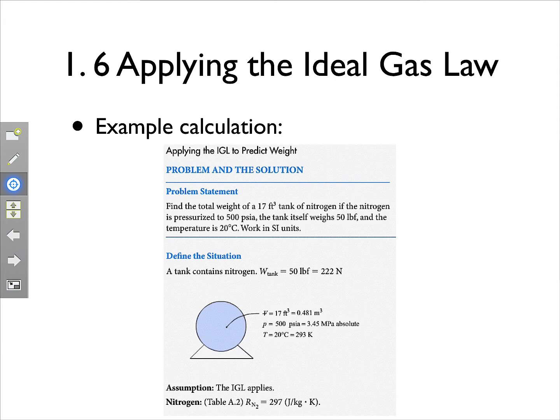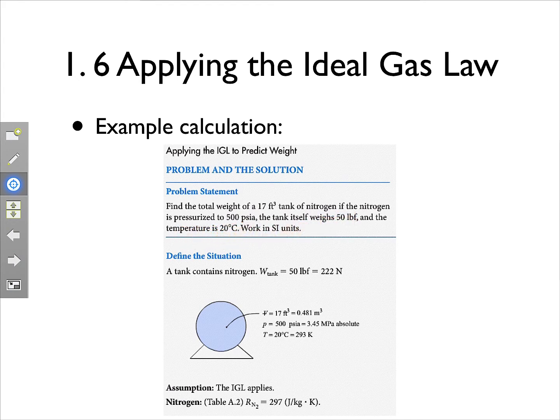So let's do an example problem. Let's just read through this. I would encourage you to take a look at this problem in the book, because it shows a step-by-step method of how to solve engineering problems. It has a good example of how to approach a problem like this. So it says find the total weight of a 17 cubic foot tank of nitrogen if the nitrogen is pressurized to 500 psi.